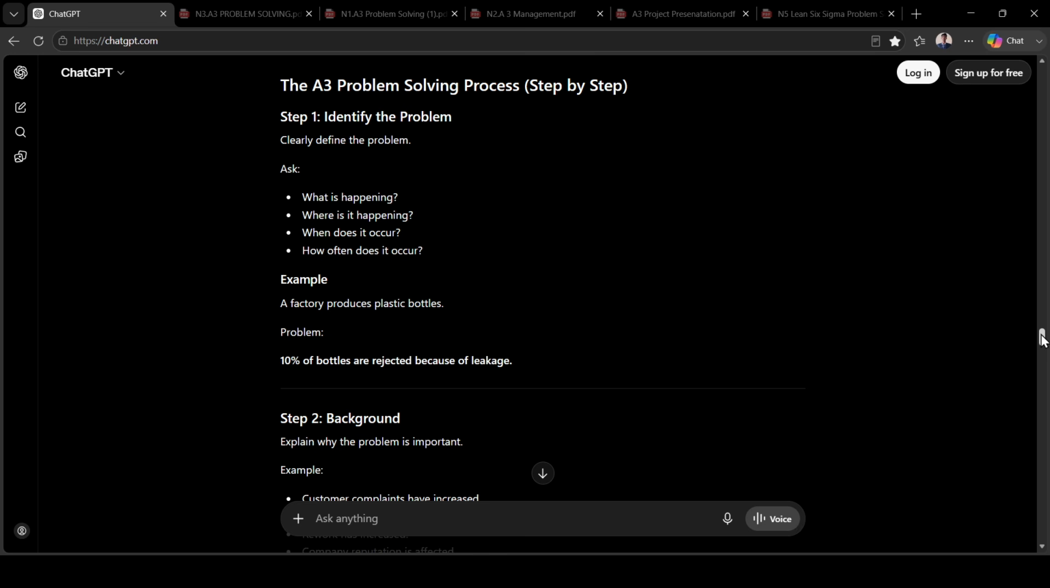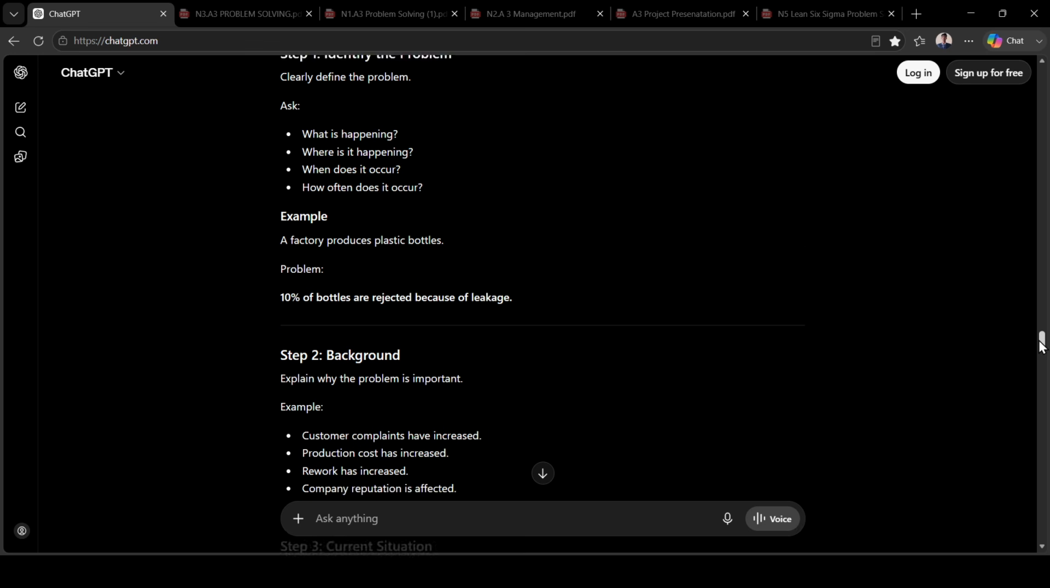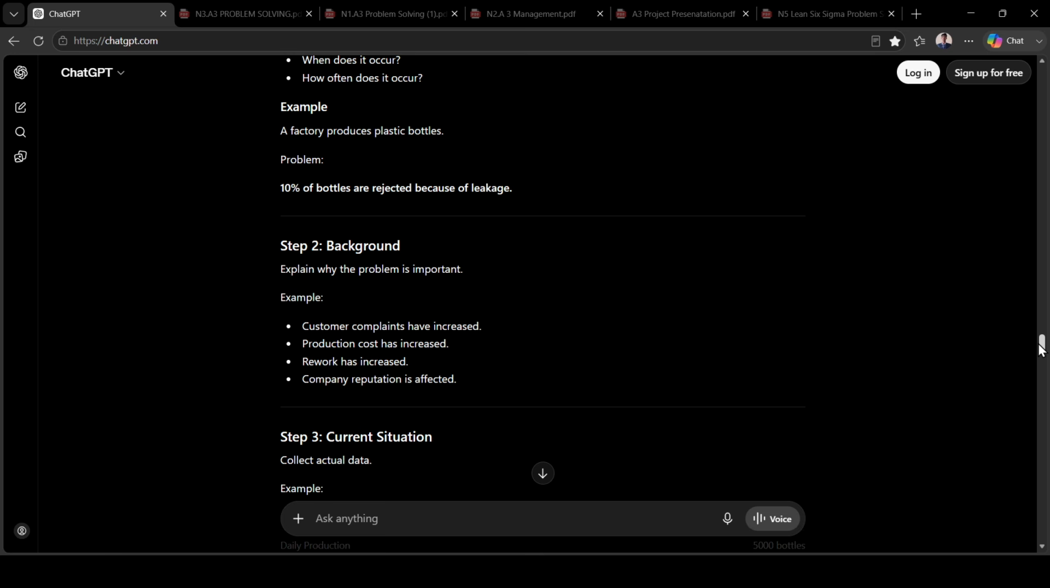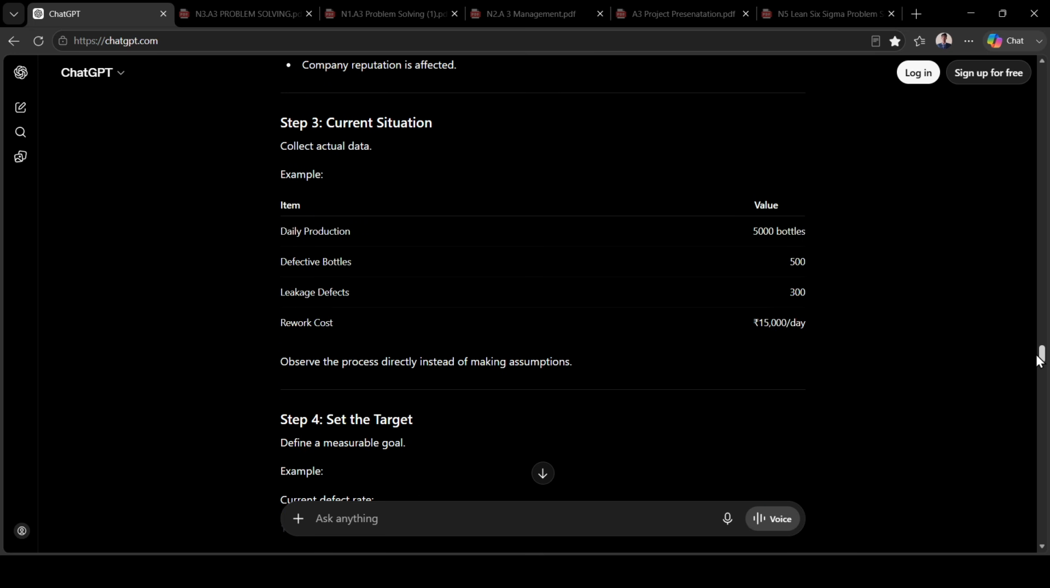Example, a factory produces plastic bottles. Problem: 10% of the bottles are rejected because of leakage. So step two, background. Explain why the problem is important. Example, customer complaints have increased, production cost has increased, rework has increased, and company reputation is affected.